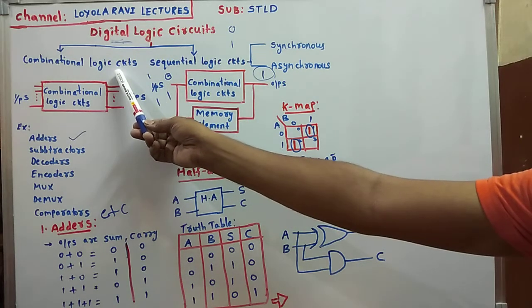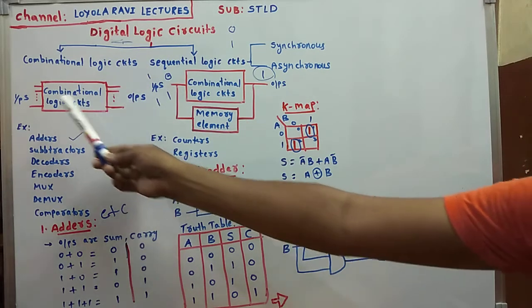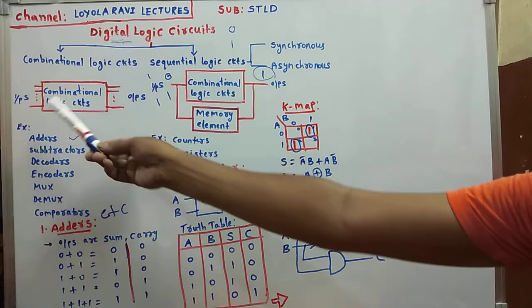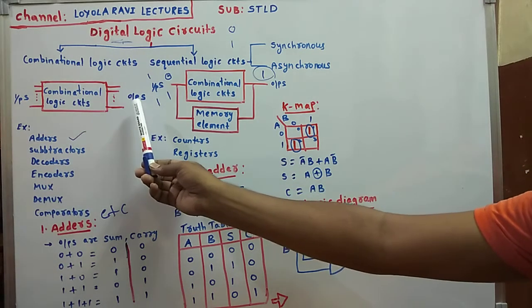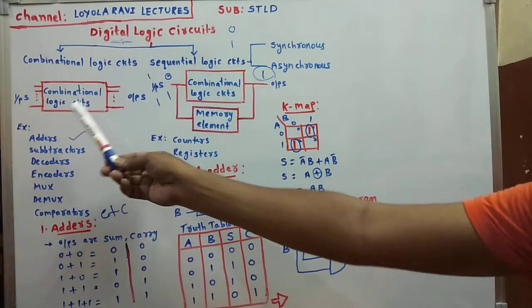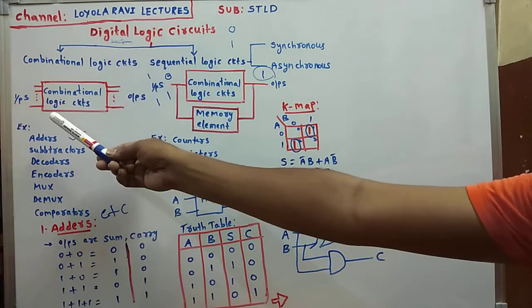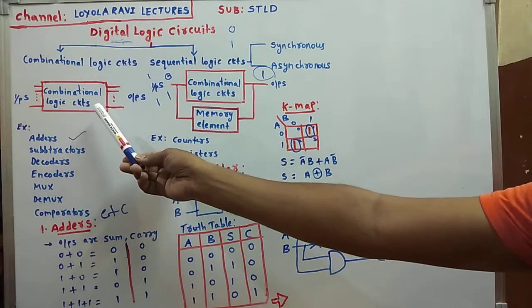The combinational logic circuit is nothing but a circuit whose output depends on the combination of inputs only. It may have a number of outputs and a number of inputs, but all the outputs depend on the combination of inputs only. That is a combinational logic circuit.